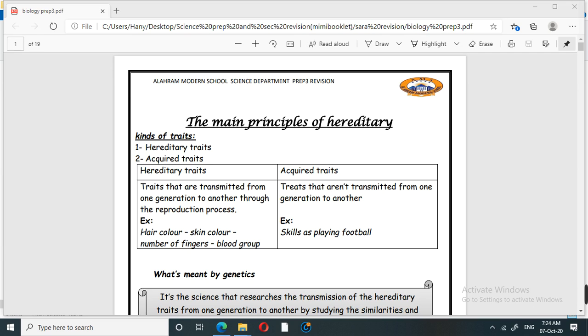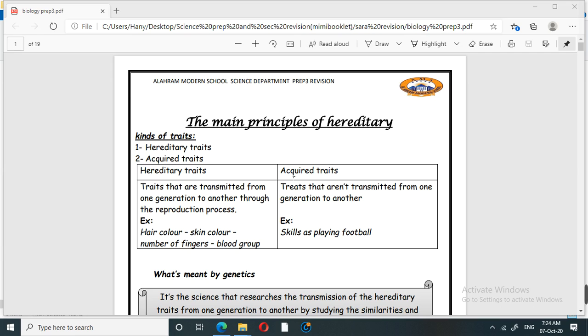Hereditary traits are the traits or the characters that are transmitted from one generation to another generation, or from your parents to the offspring, like the hair color, the skin color, the number of fingers, and the blood groups A, B, AB, and O, and so on.